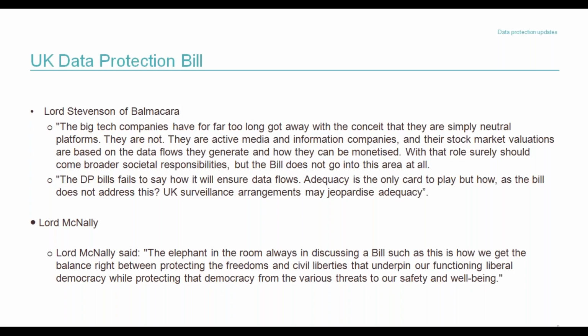And then he goes on to say the DP bill fails to say how it will ensure data flows. Adequacy is the only card to play, but how, as the bill doesn't address this, UK surveillance arrangements may jeopardise adequacy. And then another Lord, Lord McNally, says the elephant in the room, always in discussing a bill such as this, is how we get the right balance between protecting the freedoms and civil liberties that underpin our functioning liberal democracy, while protecting that democracy from the various threats to our safety and well-being.